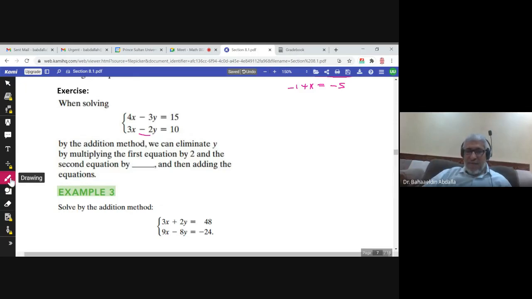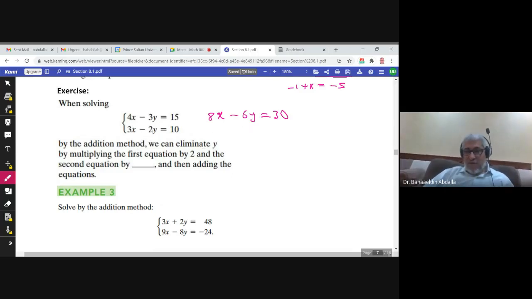Well, in this case, I can multiply the first equation by a number and the second equation also by a number. So look here, by the addition method, we can eliminate y by multiplying the first equation by 2. If you multiply the first equation by 2, okay, what would you get? What would be the coefficient of y? We will have 8x minus 6y equals 30. All right. So the coefficient of y is -6.